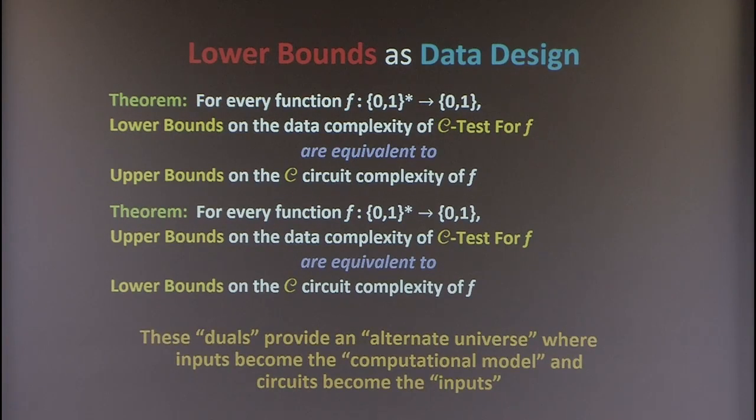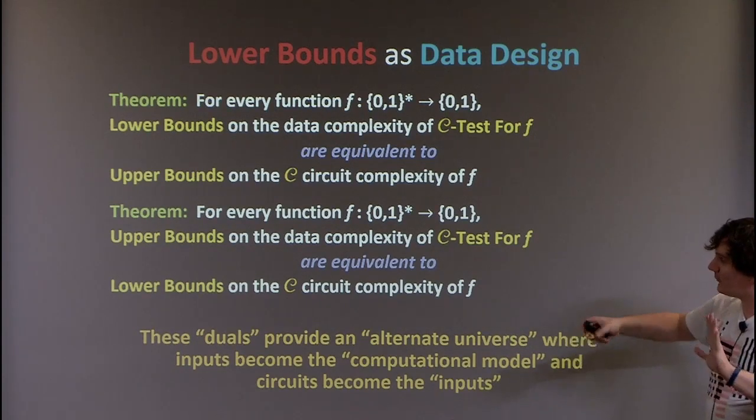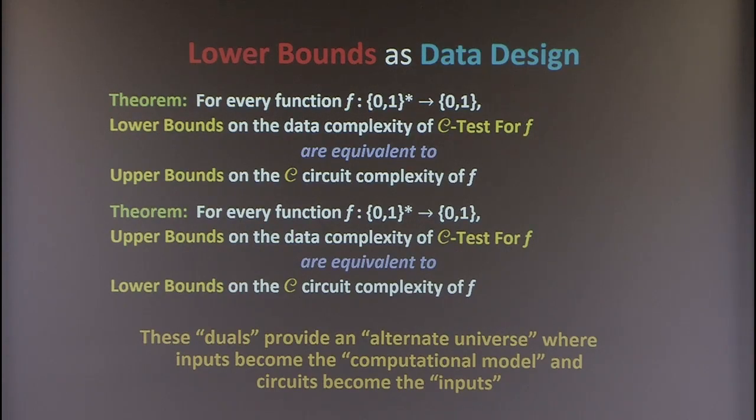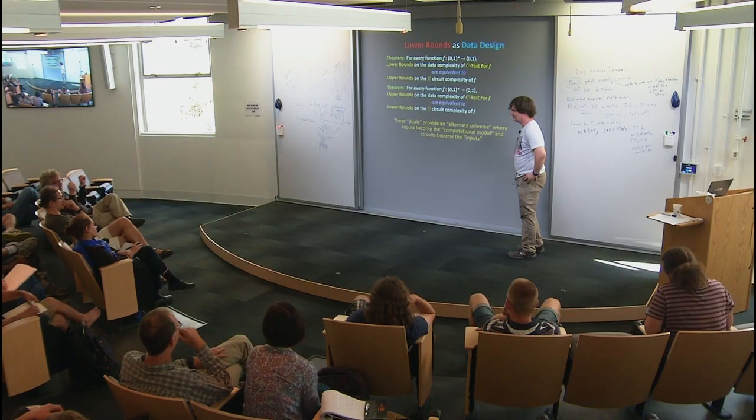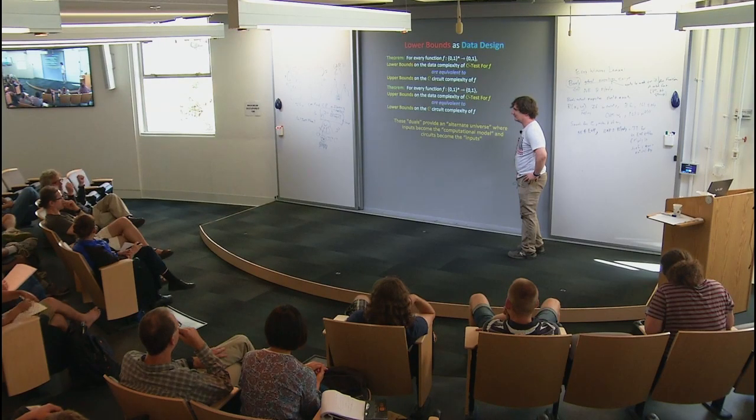I think of these kinds of duals as providing some sort of alternate universe where the inputs become the computational model, like your program is the set of labeled examples, and the circuits become the inputs. So when you flip it this way, upper bounds become lower bounds. Of course everything here is non-uniform. I'm not saying that algorithms equal circuit complexity, because algorithms are something we design one of, and it will run on everything. But this is still a non-uniform notion of an algorithm giving you a lower bound. If F has a size S circuit, and you're able to XOR with something, you could make a circuit that's equal to F except on one point. Yes, that gives you at least one direction.